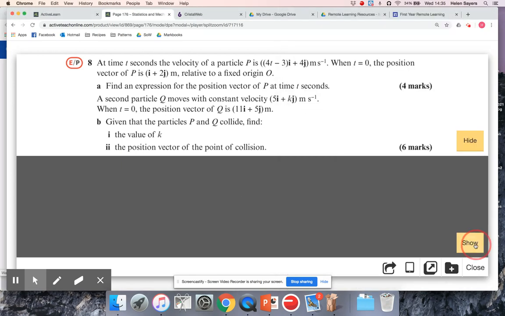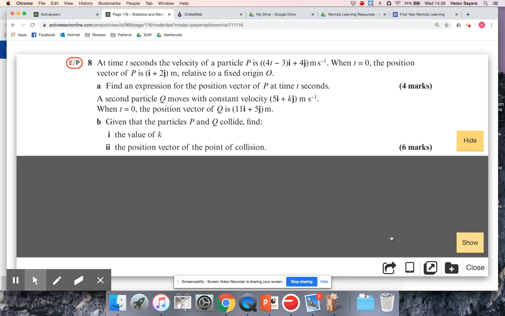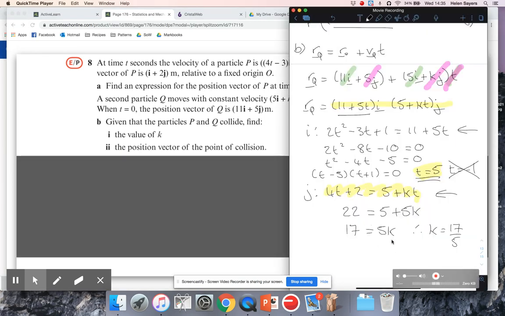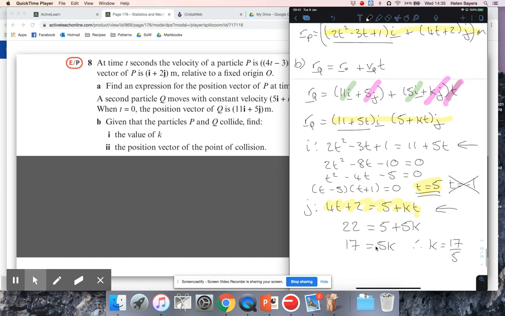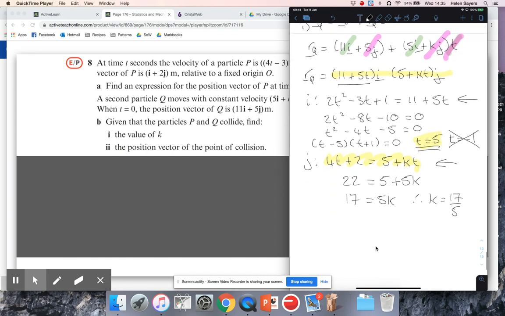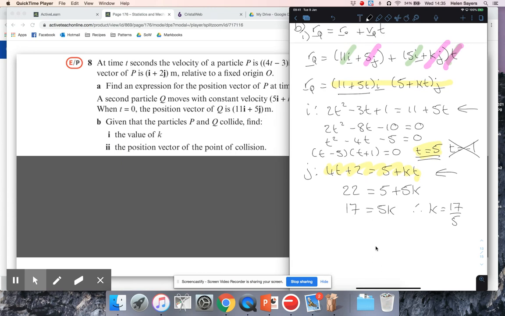Okay, let's just double check that. 17 over 5, yep, that is the same as 3.4. Okay, so find the position of where they collide. Well, to be honest, if you've answered B part 1, so I should have labelled it, that's part 1, then B part 2 is much more straightforward. So it's a bit all or nothing, this question, I think.